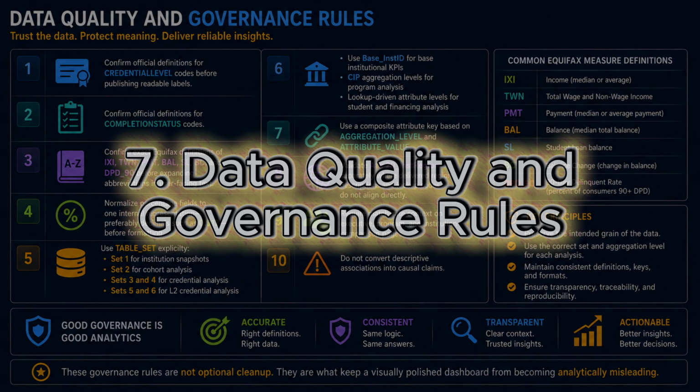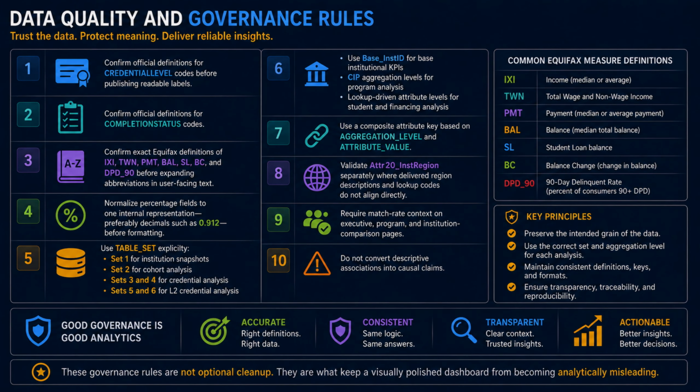Data quality and governance rules. Confirm official definitions for credential-level codes before publishing readable labels. Confirm official definitions for completion status codes. Confirm exact Equifax definitions of IXI, TWN, PMT, BAL, SL, BC, and DPD 90 before expanding abbreviations in user-facing text. Normalize percentage fields to one internal representation, preferably decimals such as 0.912, before formatting.